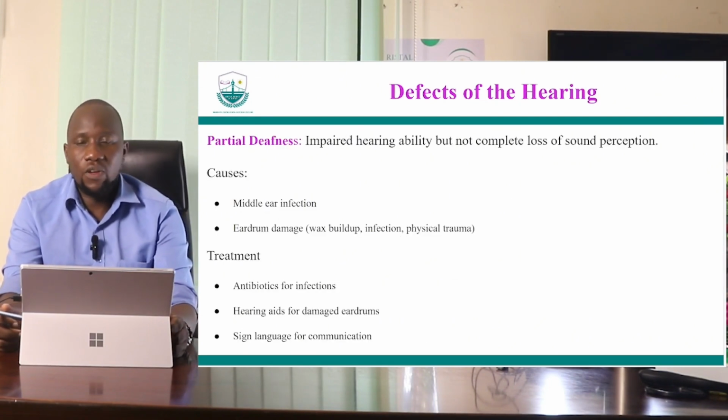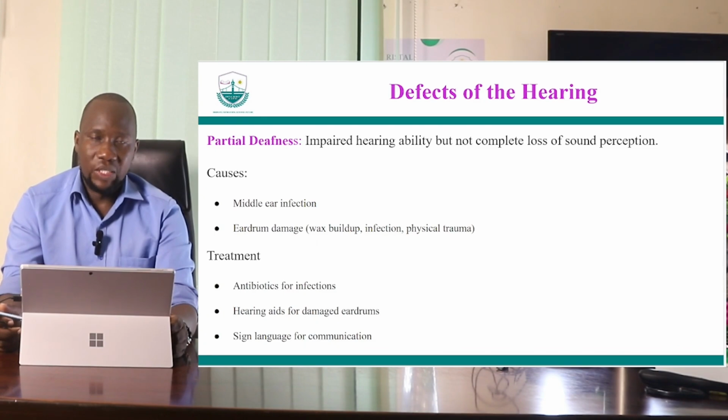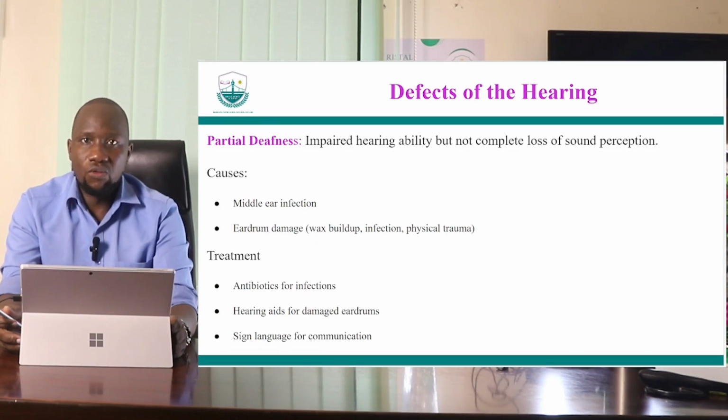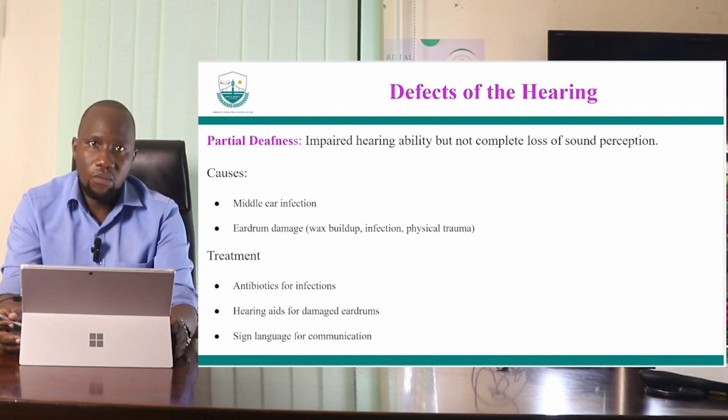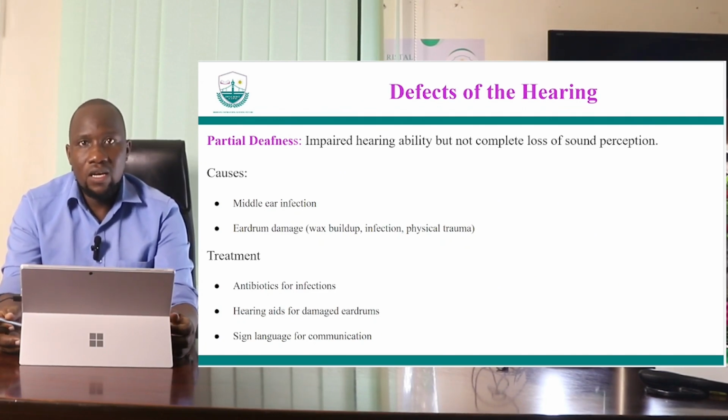So let's briefly look at the defects of hearing. When someone cannot hear properly, we say that person is having partial deafness. Okay, so this can be caused because of ear infections or any damage to the eardrum. And if it is about infections, these infections can be treated with drugs we call antibiotics. And we can also have man-made devices that we call hearing aids to make sure that the person's hearing can be improved. For those that cannot hear properly, sign language can be used.